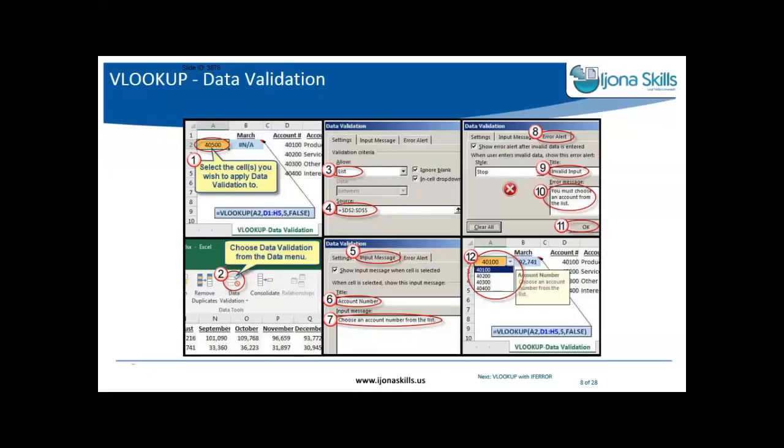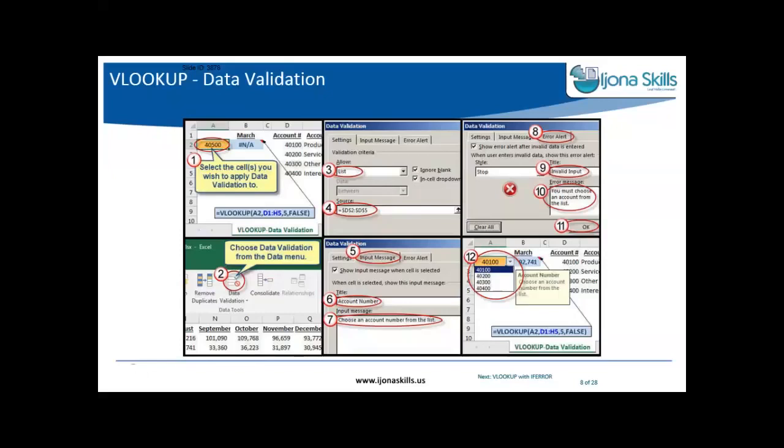Now, there can be situations where the user either purposefully or inadvertently violates the rule, and so that's what step 8, the Error Alert tab, allows us to do. That will allow us to specify some feedback in case the user doesn't follow the rules. So we can put in Invalid input as a title, and then I'll just reiterate the main instruction. I'll say you must choose an account from the list, and then I'll click OK.